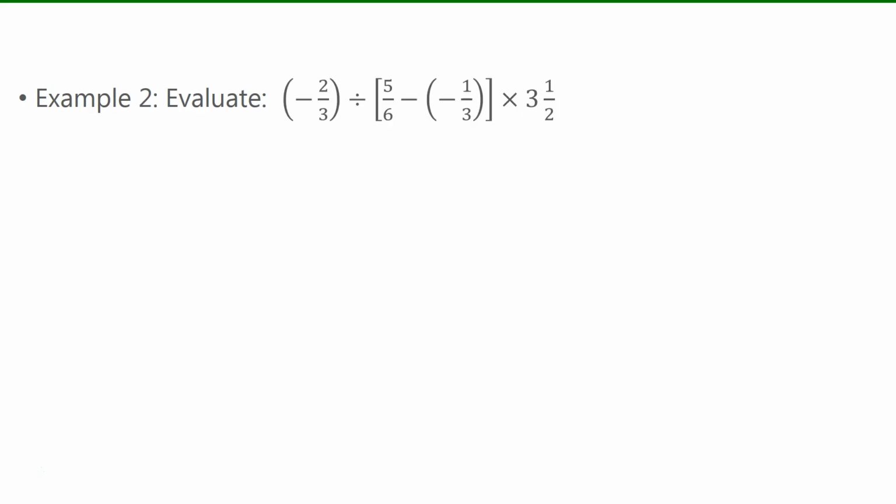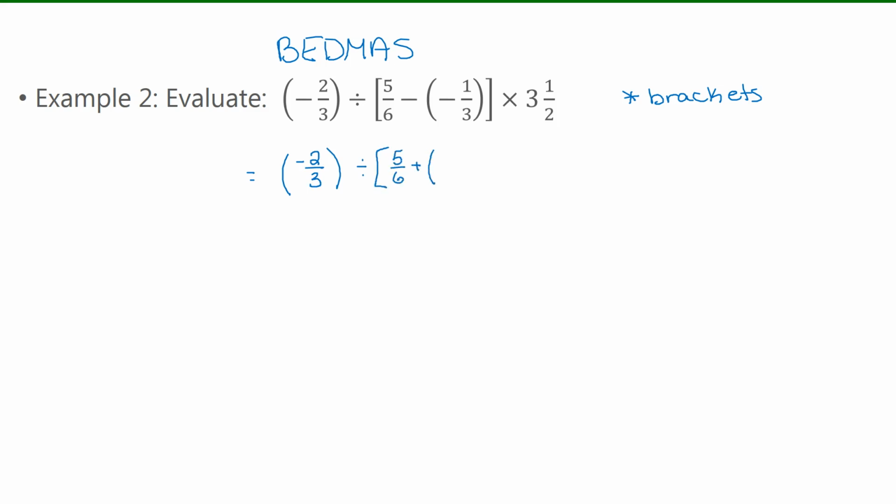Now example 2, we will simplify this expression once again by following BEDMAS. We'll have to start with those brackets. 5 over 6 minus -1/3. And once again, we're going to change this so that we're adding the opposite. -2/3 divided by 5 over 6 plus +1/3.